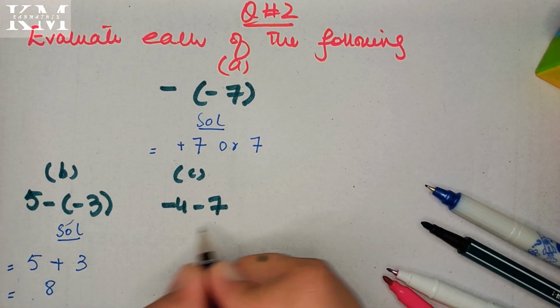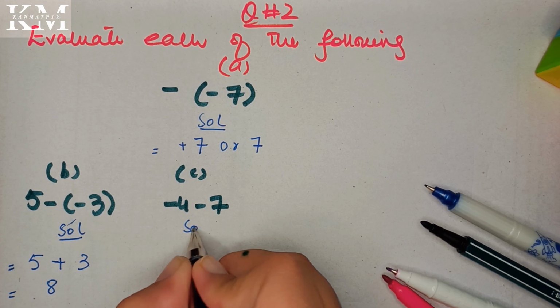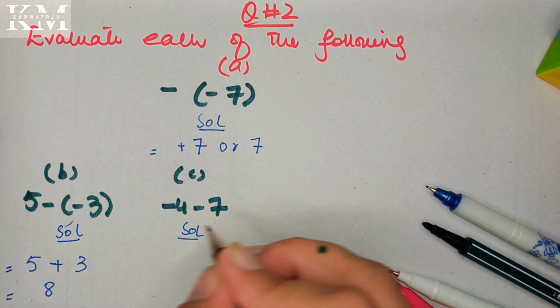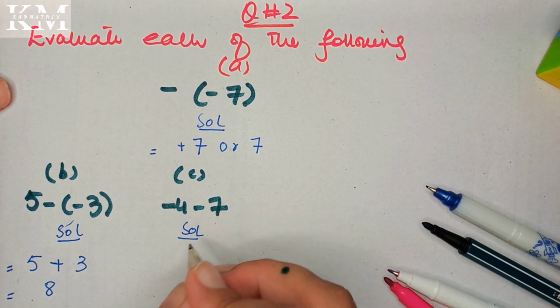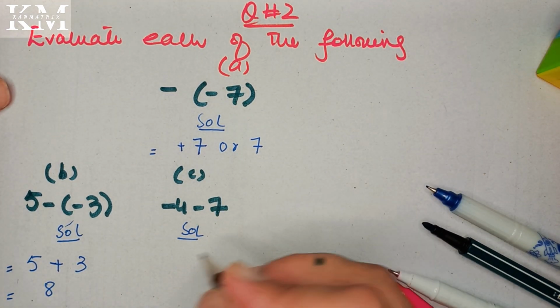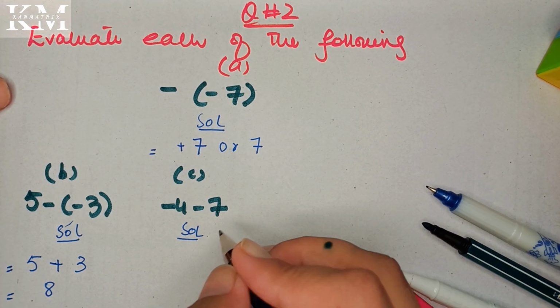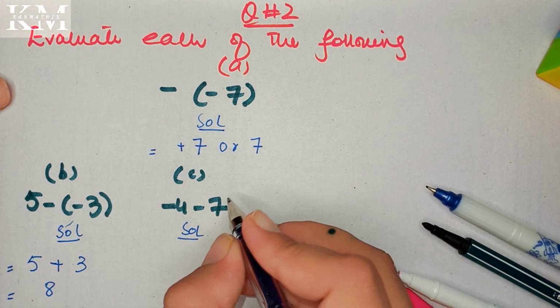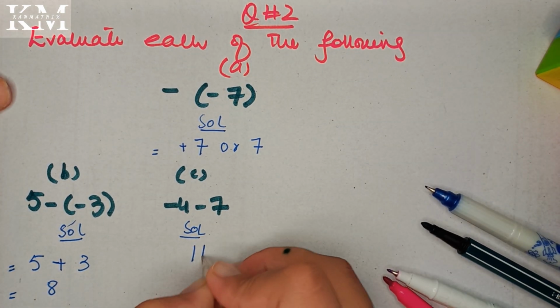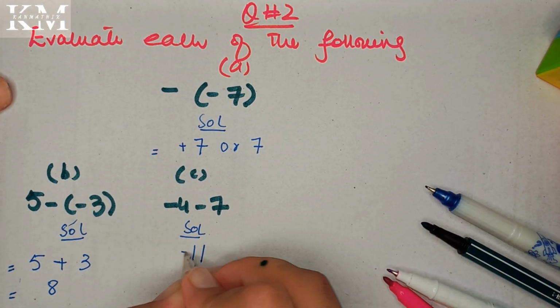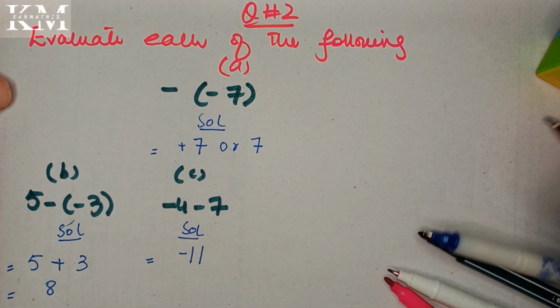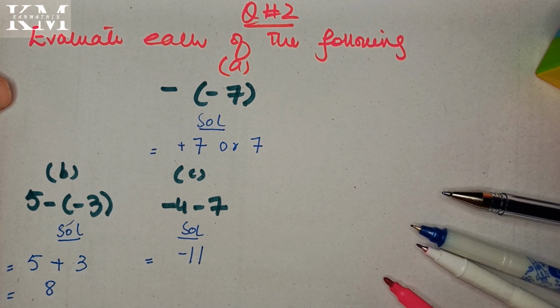Dear students, first check which operation you have to perform. Select the operation which you have to perform. Minus minus will give you plus, like you have to add. The operation you have to perform is addition, so you will get 11, and the sign is of the bigger term and the bigger term is minus, so you will get a negative number.